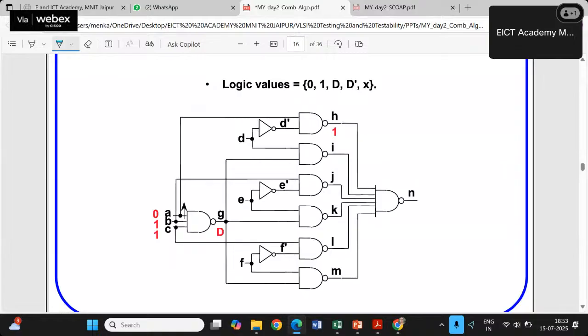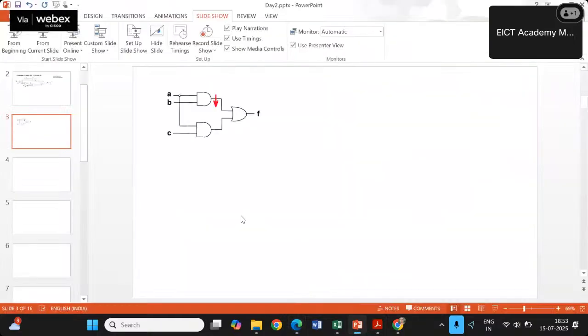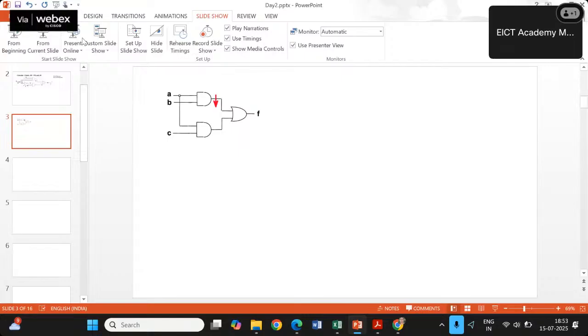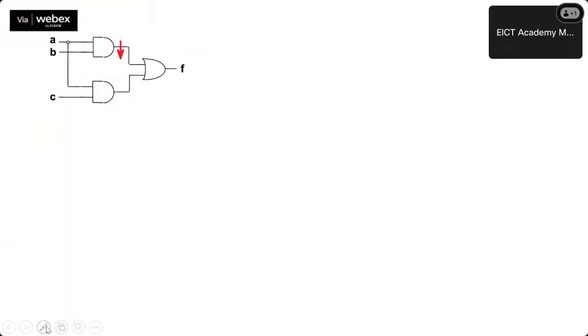What is the D algorithm? In the D algorithm, we will be dealing with 5 values instead of 2 values, 0 and 1. One is 0, another one is 1, which are normally binary logic values. X is the don't care. D means the true value was 1 and the faulty value was 0. D dash means the true value is 0 and the faulty value is 1. So these are the 5 values, so there will be a 5 cross 5 matrix. Let me take it over here to show how it can work.